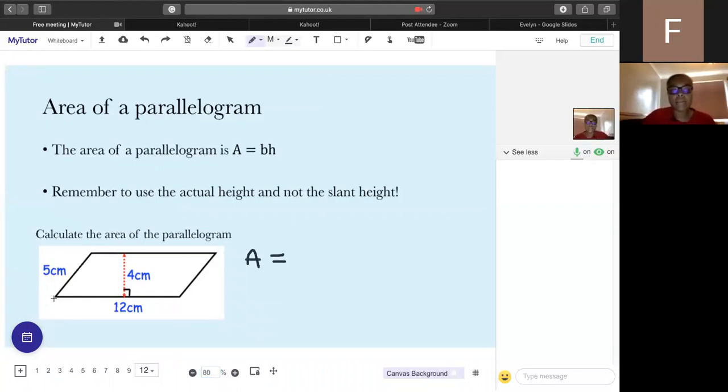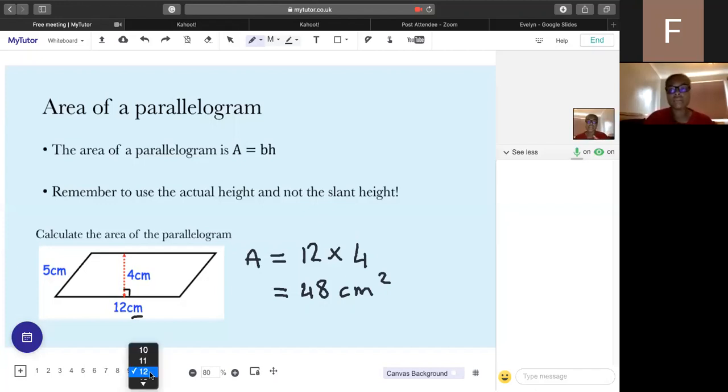So here, my base is 12 centimeters because that's the length of the base of my parallelogram. So I'm going to do 12 multiplied by my actual vertical height, which is 4 centimeters. It's 12 times 4, which is going to be 48. Now it's area, so we use our units, centimeters squared. So hopefully that makes a lot of sense.